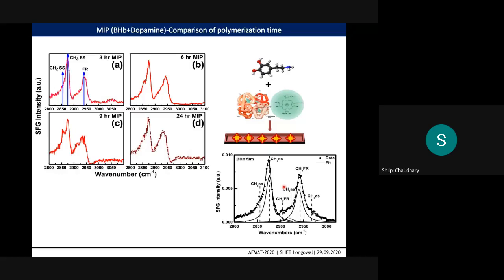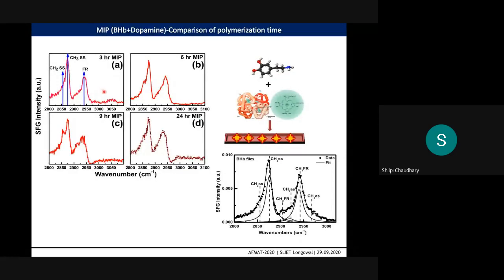Right. The presence of template molecule during the polymerization of dopamine alters the molecular behavior of polydopamine films due to the intermolecular interactions. Now, these template molecules are making some kind of intermolecular interactions, and this is what is changing the spectral features in here.